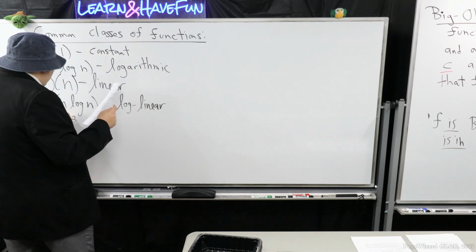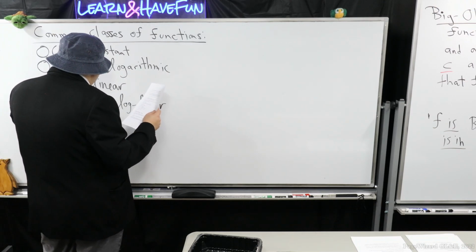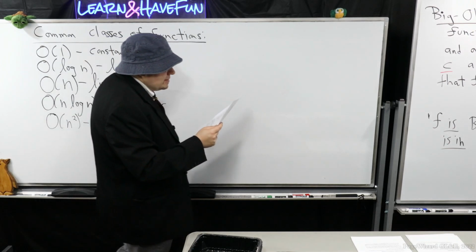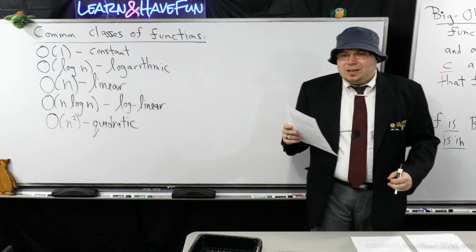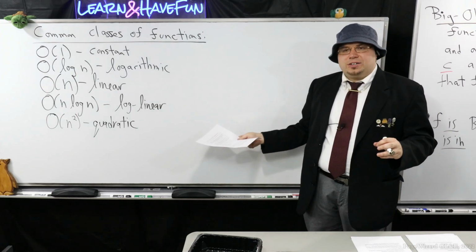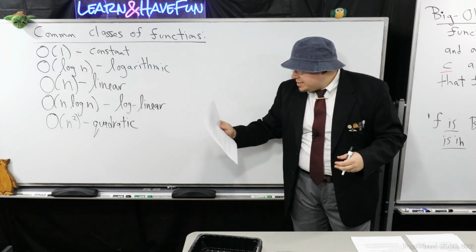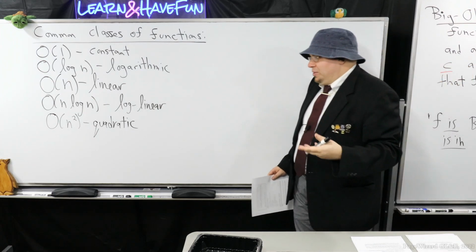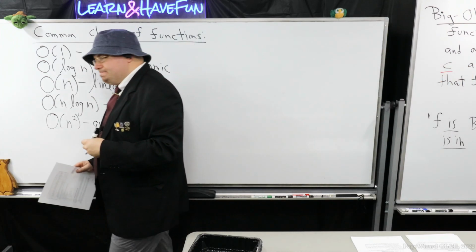There's Big-O of n squared, so you might recognize a lot of these names if you've studied functions before. We have quadratic functions. Like I said, remember, these are sets of functions. So for example, quadratics here contain things like 5n squared plus 5. Those are all quadratics, right?